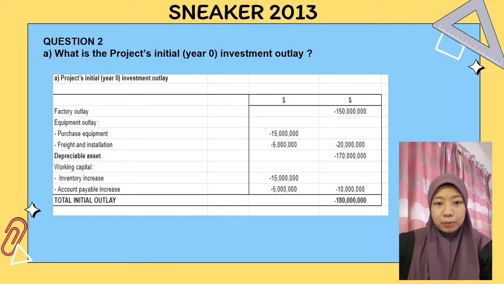Now I will explain question 2, which is A. What is the project initial year 0 investment outlay? So how to get the total initial outlay? Firstly, we add the factory outlay with the equipment outlay. So we get the answer, which is negative 170 million. Then after we get the answer of negative 170 million, we add the working capital, which is inventory increase and account payable increase. Then we get the answer, total initial outlay is negative 180 million.